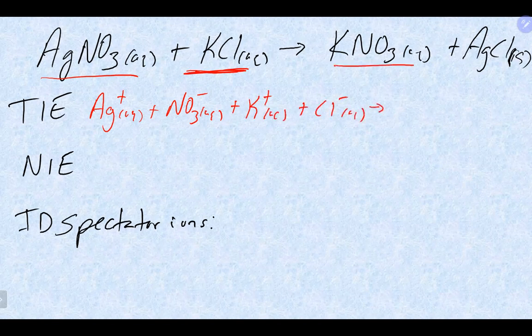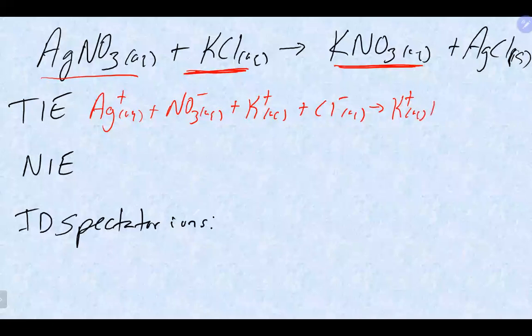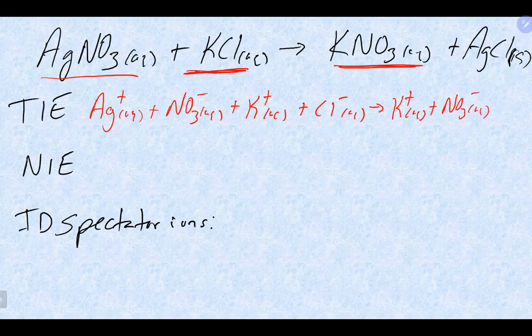To our other side, once again, we have another aqueous ionic compound, which would break apart into a potassium ion and a nitrate ion. And this is a solid, which does need to stay together. So I'll just go underneath here and write silver chloride, which would be a solid. This would be our total ionic equation. This is what's really happening when we dump those two reagents together in a beaker.